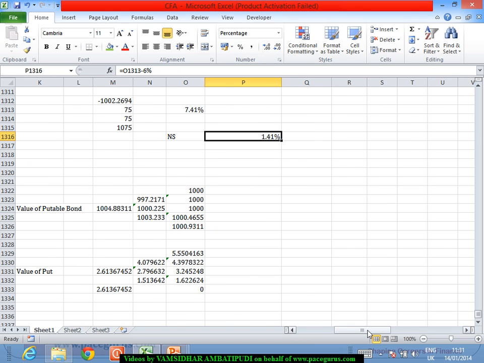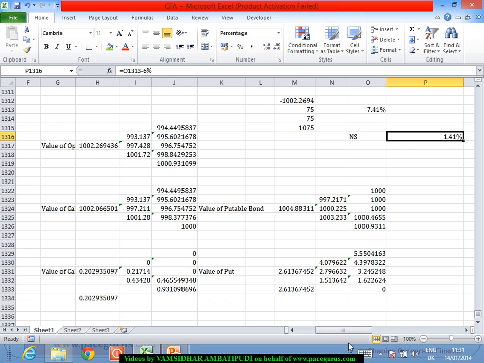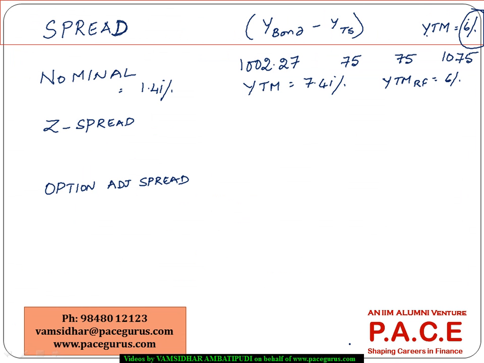the nominal spread. So whenever we talk about the nominal spread, we are talking about the difference between the yield to maturities of a zero coupon, risk-free kind of a bond and the bond in question, directly at the yield to maturity level.